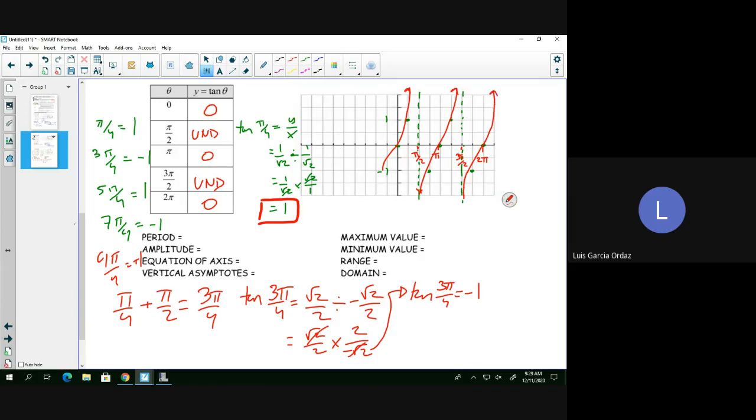So that is what your tan function looks like. Okay, so what would our period be for tan? Remember I said everything is 2 pi besides tan. So if we take the difference between the asymptotes, from asymptote to asymptote, how many radians does it go through? So we have 3 pi over 2 minus pi over 2, which equals pi. So our period for our tan theta is going to be pi.